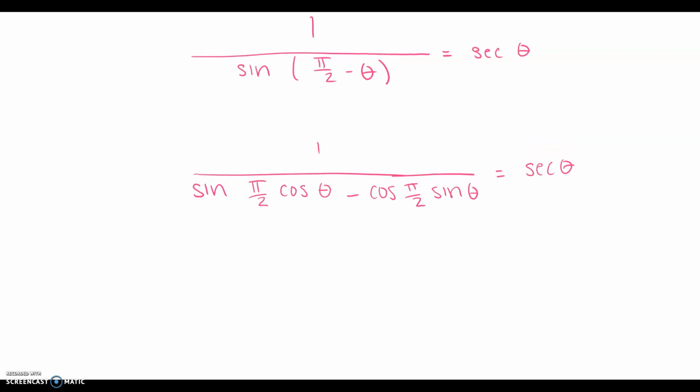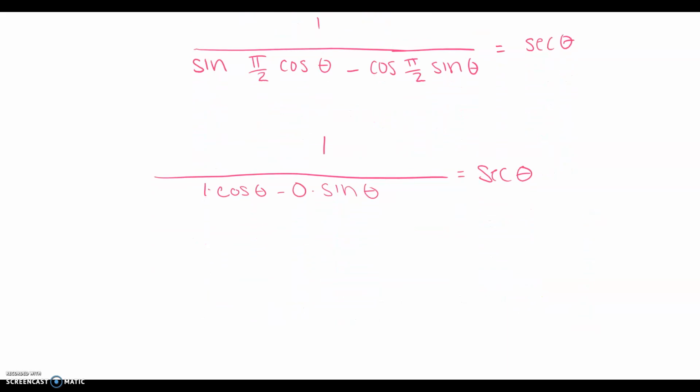And now you're going to use your unit circle. So sine of pi over 2 is 1. And cosine of pi over 2 is 0. One times cosine is cosine, and 0 times sine is 0. So this is 1 over cosine of theta, which equals secant of theta.